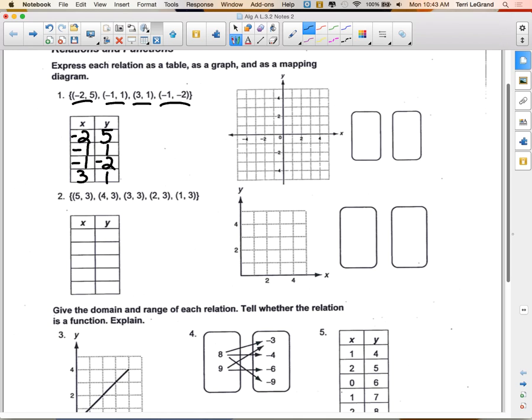Graphing ordered pairs, you should have 4 points to put on that graph. And we are not going to connect the dots. This is going to be a discrete graph.